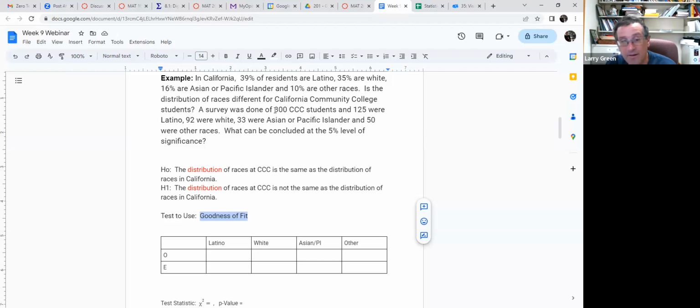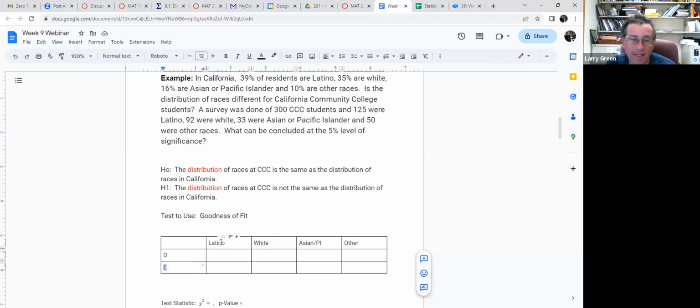Okay, so this step-by-step process. The first step, and we've seen this before, is to decide what is your H0 and H1. And that's what I just talked about. The second step is to write down a table. And we often call this the observed and expected table. So I'm going to use O for observed and E for expected.